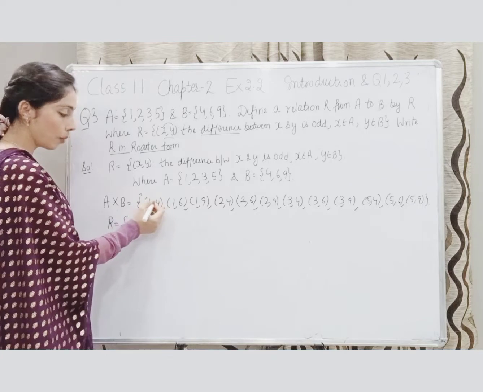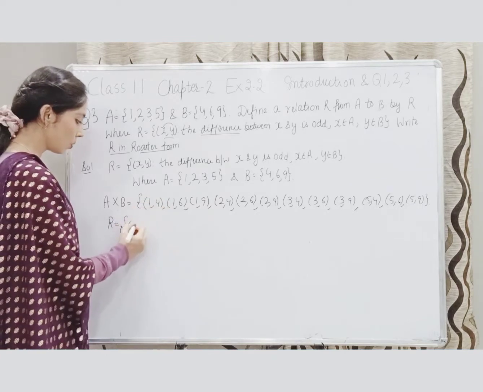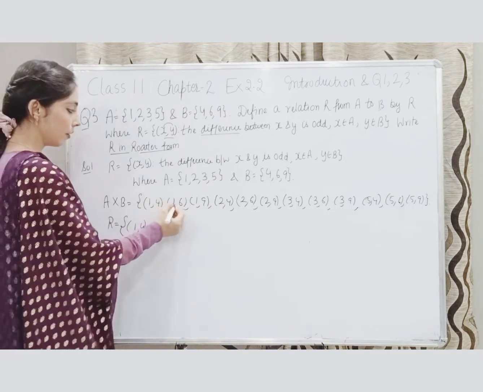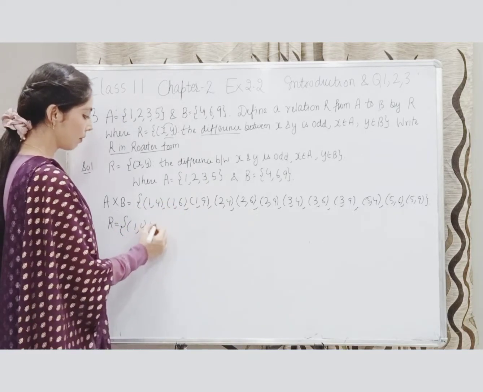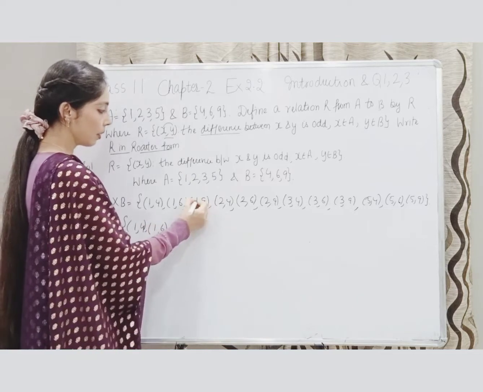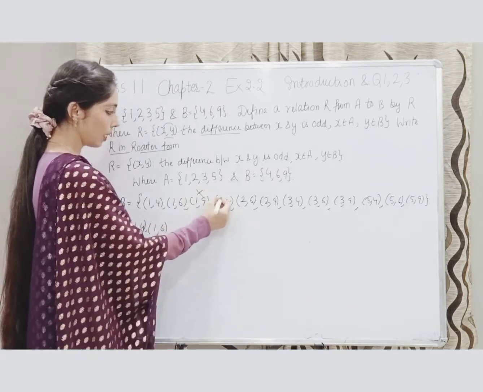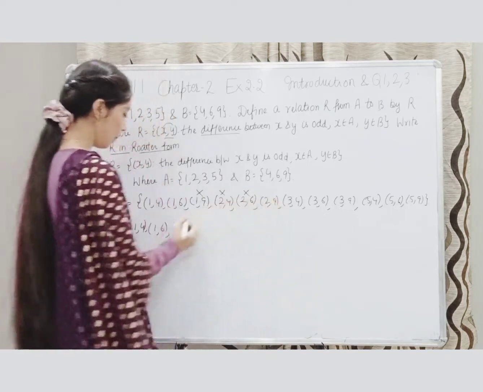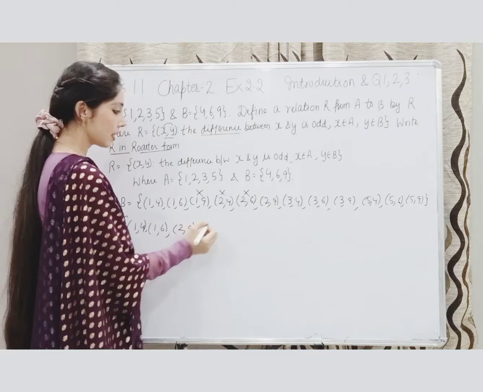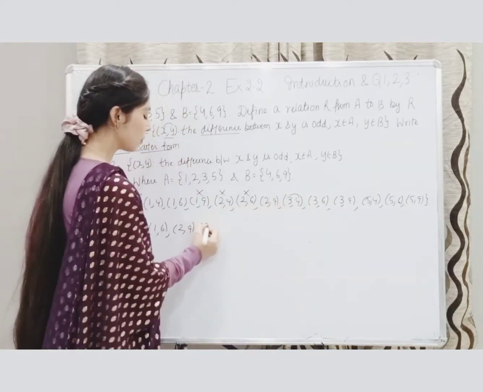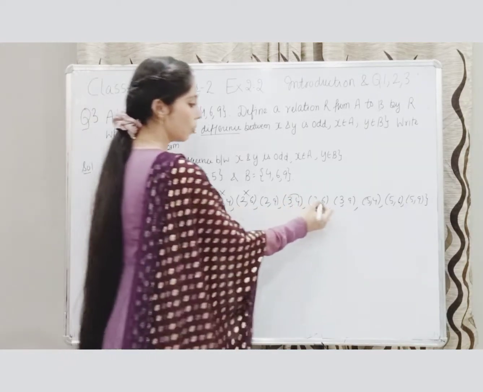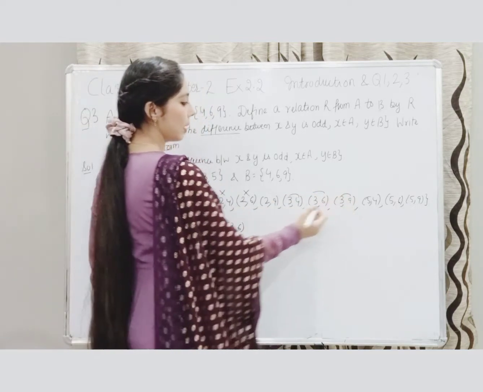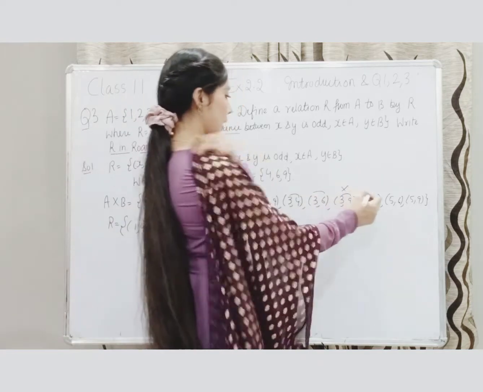So 4 minus 1 is 3, so the difference is odd, and this will be an element of R. 6 minus 1 is 5, which is odd. 9 minus 1 is 8, which is even. 4 minus 2 is even, so it will be cancelled out. 6 minus 2 is 4, which will be cancelled out. Next, 9 minus 2 is 7, which is odd. For (3,4), the difference is odd. 6 minus 3, the difference is odd. 9 minus 3 is 6, so this will be cancelled out.